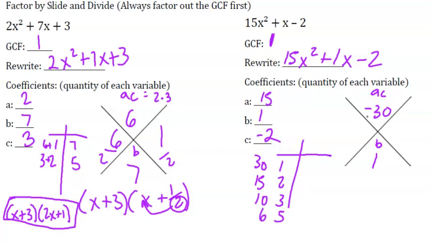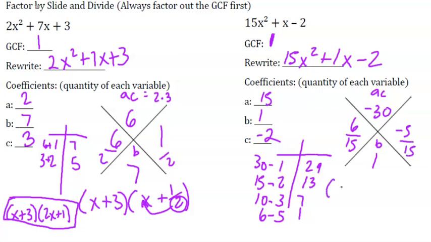Now notice this is a negative number now. So we're going to have one negative and one positive factor. The bigger number is positive since B is a positive number. So let's find the differences. We have 29, 13, 7, and 1. So it looks like our last pair is what we're going to use, 6 and negative 5. We're going to divide by A, which was 15.